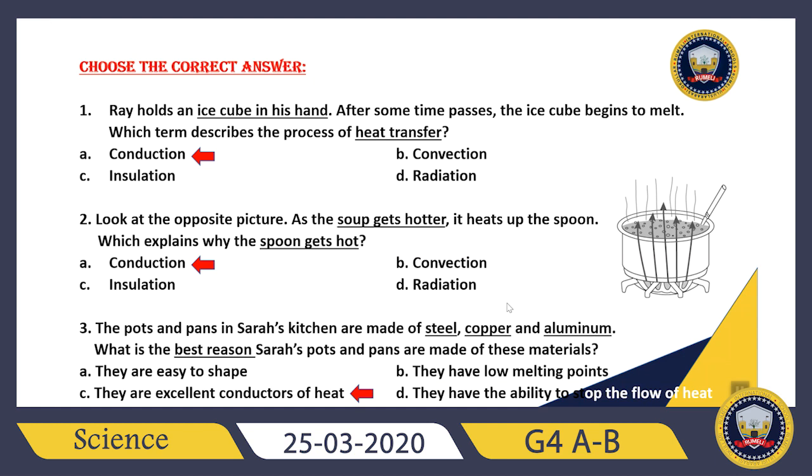Actually, metals are easily shaped, yes, but it's not the reason here, because we are not going to reshape the metals in the kitchen. And they don't have low melting point. Actually, metals have high melting point because they cannot melt easily. And they don't have the ability to stop the flow of heat because they are not insulators. So the best reason is they are excellent conductors of heat.